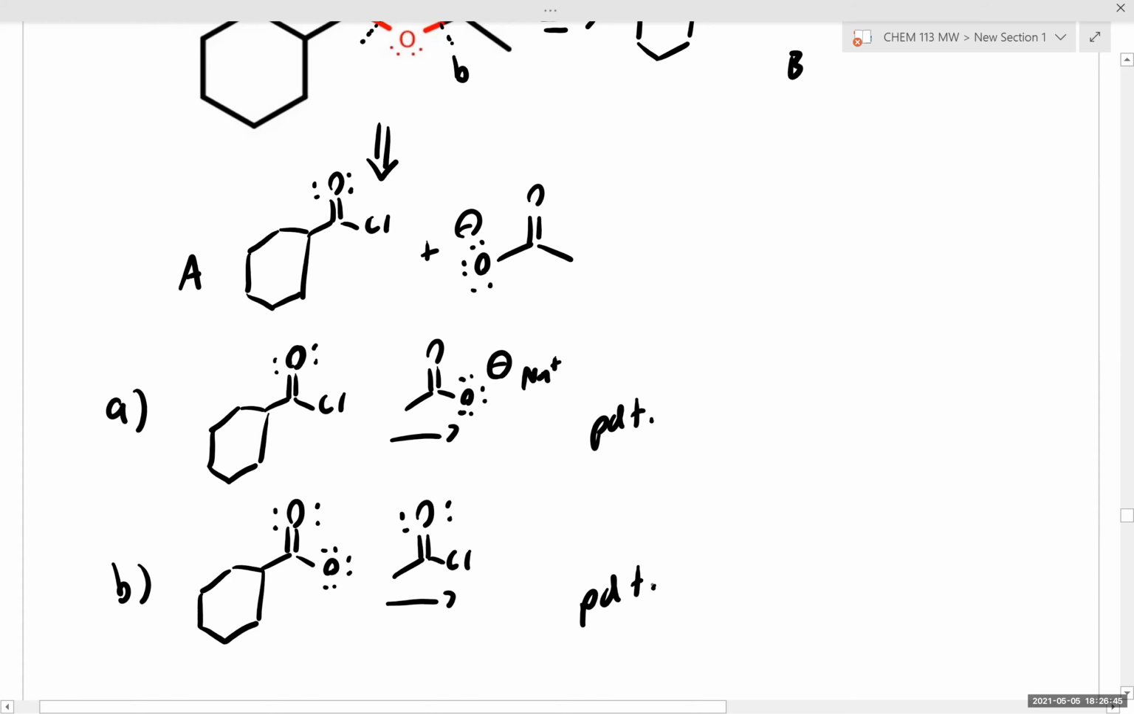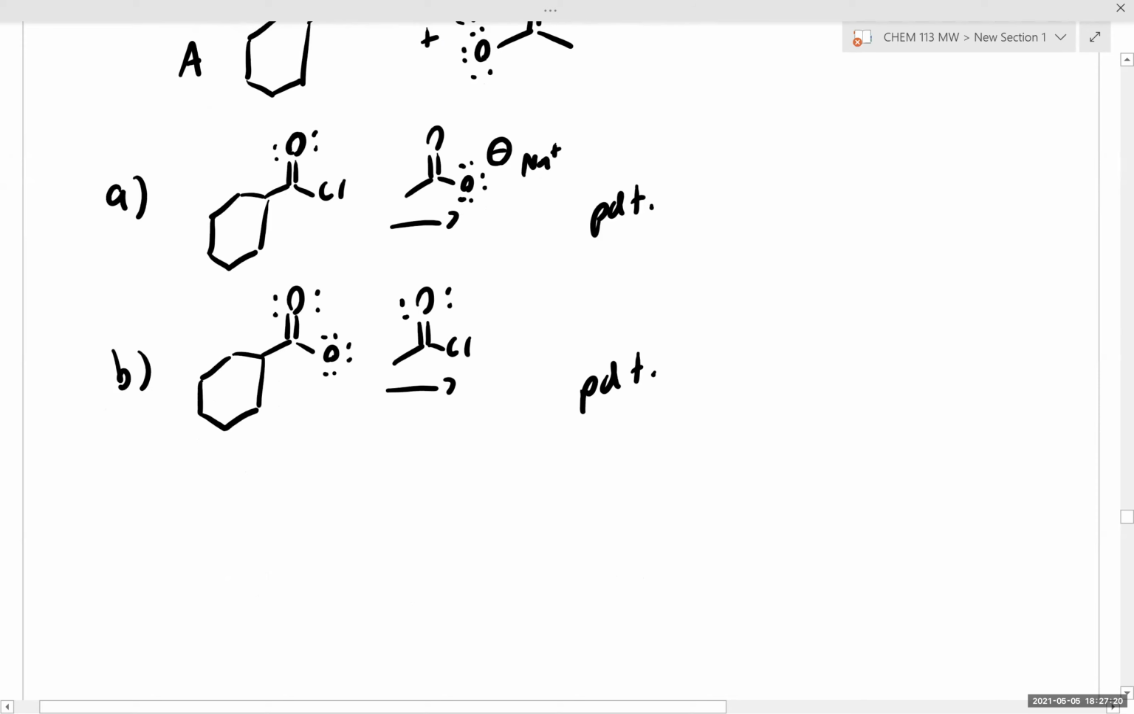Does this idea in terms of how to prepare and synthesize asymmetrical anhydrides make sense to everyone? Any questions on this example before we move on? Perfect. So let's keep going now.